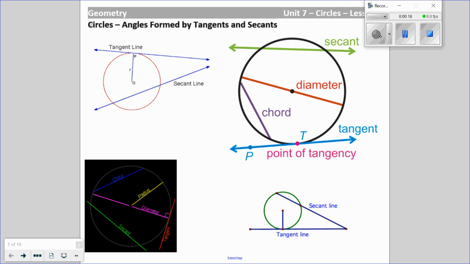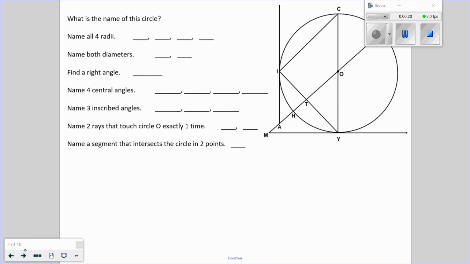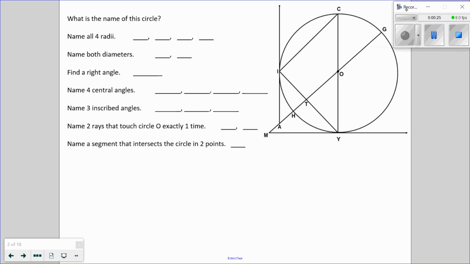So let's start off with remembering what you're already supposed to know. If you would please be so kind as to pause the video, name all the different parts that are asked for here in the first top half of your page, and then we can continue on with some new vocabulary. So pause, try to find everything that's listed here, and then come back and we'll see how you did.